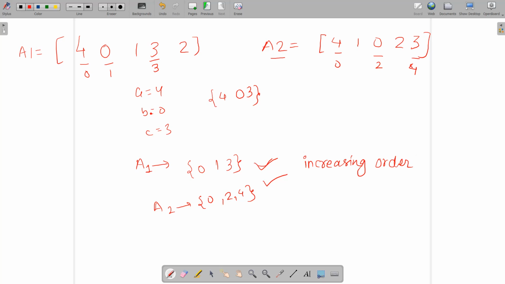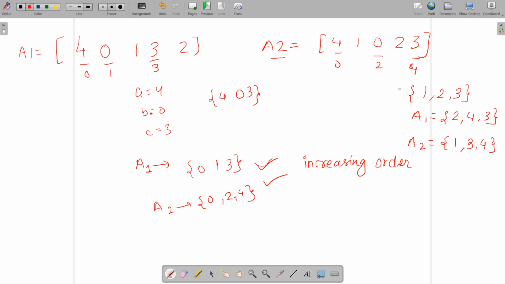Right, so let's also take another triplet and check it out. Let's say we have taken 1, 2 and 3. You can see from the array A1, I will get the indices as 2, 4 and 3. And for A2, we would be having the indices of these 1, 2, 3 values as 1, 3 and 4.